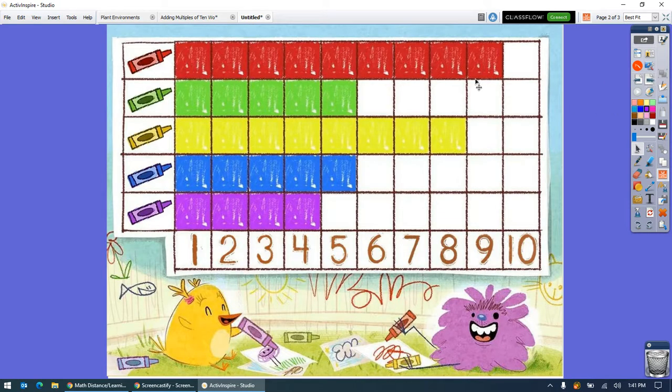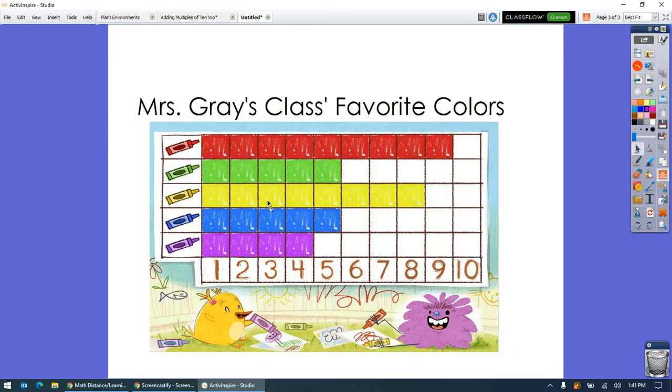So what we're going to do is look at this graph, and I have labeled it Miss Gray's class's favorite colors. So we're going to think of some questions that we could ask for this graph. Normally we already have questions for you, but I want you to think about some questions you could ask. So one example might be, how many students liked purple? And after I see the question, I can say, okay, 4 students liked purple. So then I could answer the question with that.